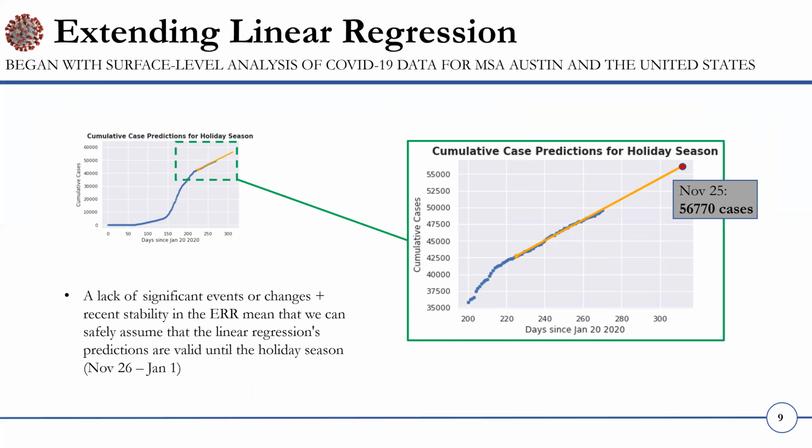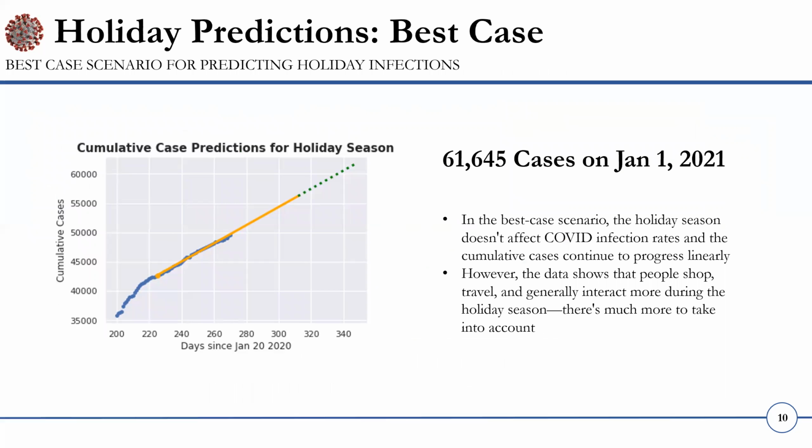Going into the holiday season, we see 56,770 cases on November 25th. Looking forward to the holiday season, the best case scenario would be that the rate of infection doesn't increase, and we see a linear growth in the cumulative number of cases consistent with the previously calculated linear regression. This would mean that by January 1st, there are 61,645 cumulative COVID cases in the Austin Metroplex, an increase of 4,875 over the holiday season.